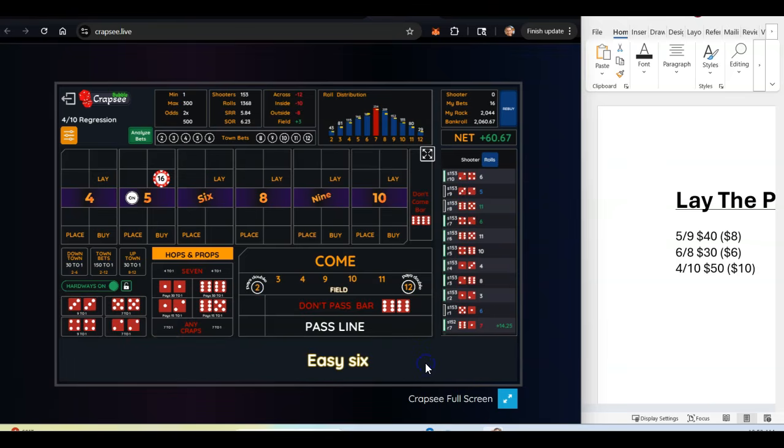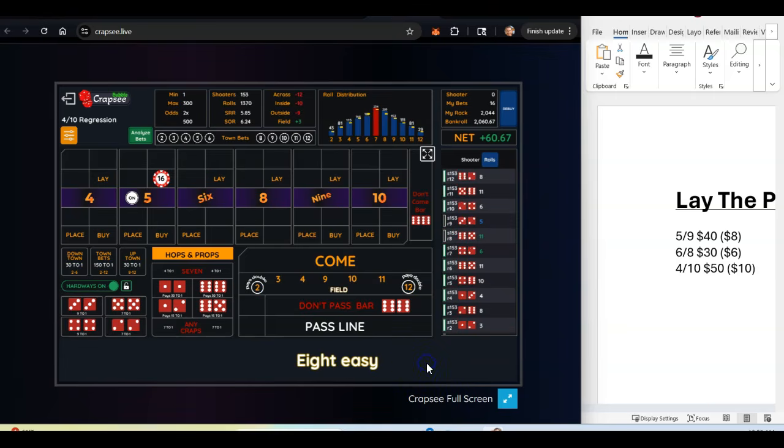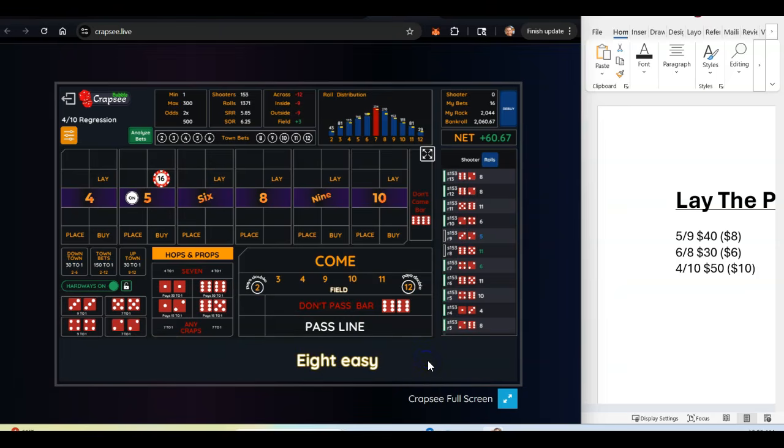Easy 6. And it can happen. Yo 11. We've seen it, right? 8 easy. But the probability is still better for me by having the 7 and the repeater math. 8 easy. Come on, where's that 7? 3 craps.